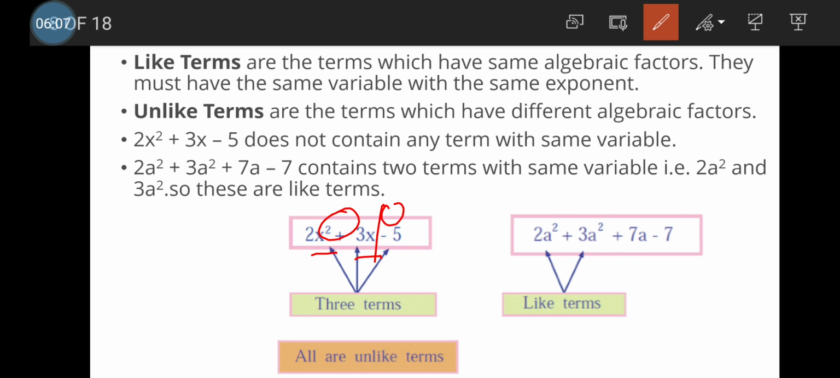In this case you have a square and a square, the same variable a with square. The exponent is the same. Exponent means the power, that is 2. It is the same, so these two are like terms.